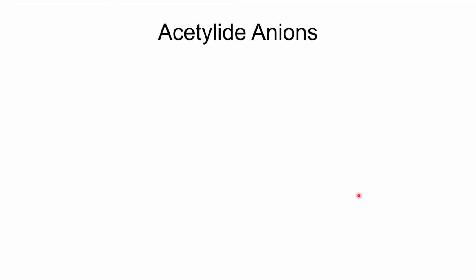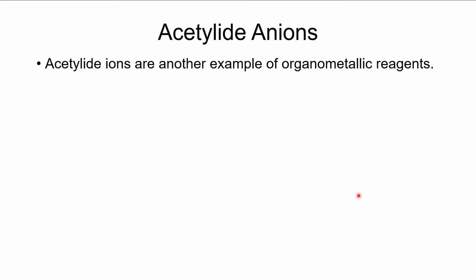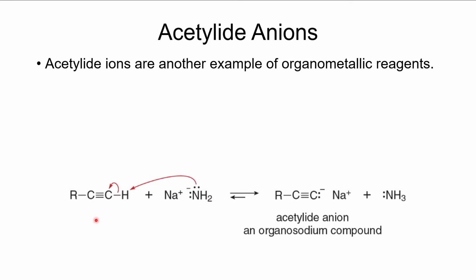Now, there are other possibilities that we can use for organometallic reagents, and one that is quite common, and so I'm going to mention it here, is when we make the acetylide anion. And so acetylide anions are technically organometallic reagents. The one that we've seen before, if we treat a terminal alkyne with sodium amide, depending on how you want to pronounce that, then you will deprotonate this, and you will get the acetylide anion with the sodium and ammonia.